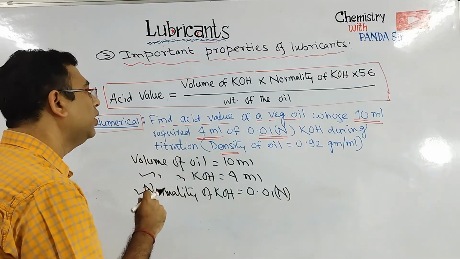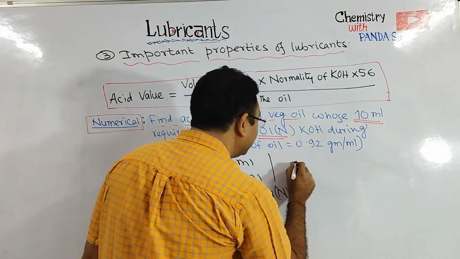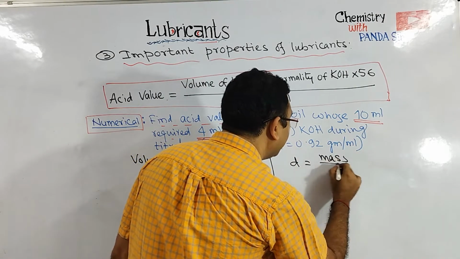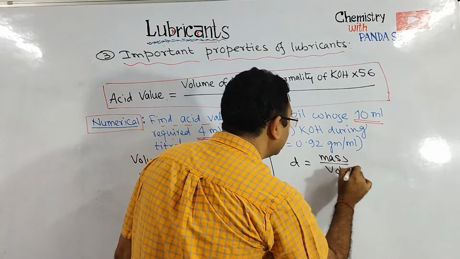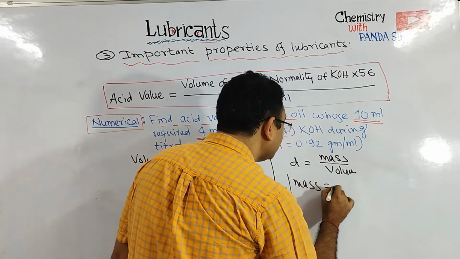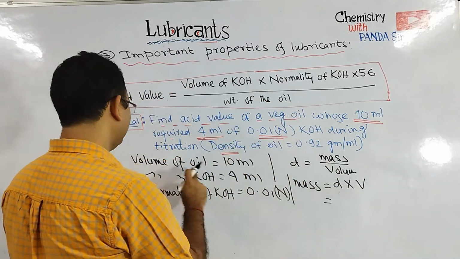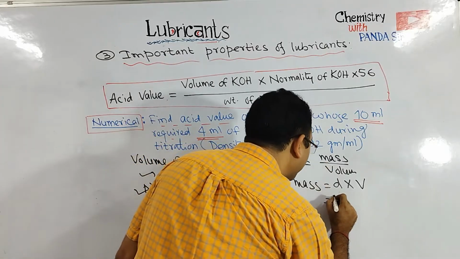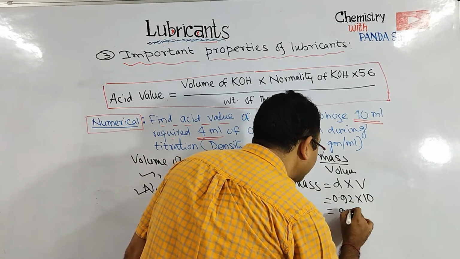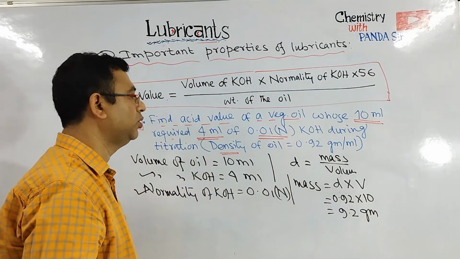Now to calculate the weight of the oil, we have another formula, and that is density is equal to mass by volume, or I can say that mass is equal to density into volume. So we have this value: density is given, that is 0.92, volume is 10, so you'll get 9.2 gram. So this is the mass of the oil.